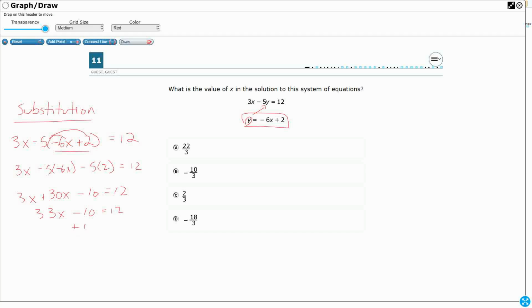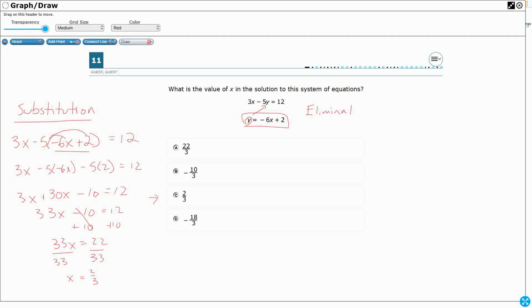Let's go ahead and add 10 to both sides. So that's going to get 33x equals 22. Divided by 33, what you're going to get is x equals, I can simplify this by 11s, 2/3. All right, so I'm thinking that's it. We could also use elimination.